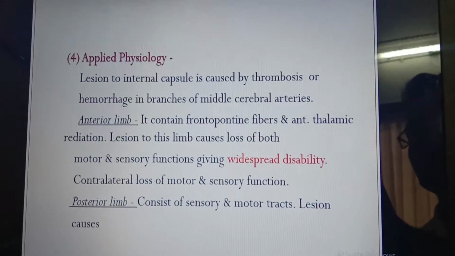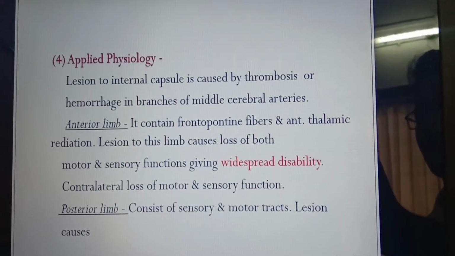Applied physiology of internal capsule. It is very important to study the applied physiology of the internal capsule, because this is a region where all sensory and motor tracts come together. Sensory tracts come together starting from the cerebral cortex and run in the brainstem. In the same way, motor tracts also come together starting from the cerebral cortex.